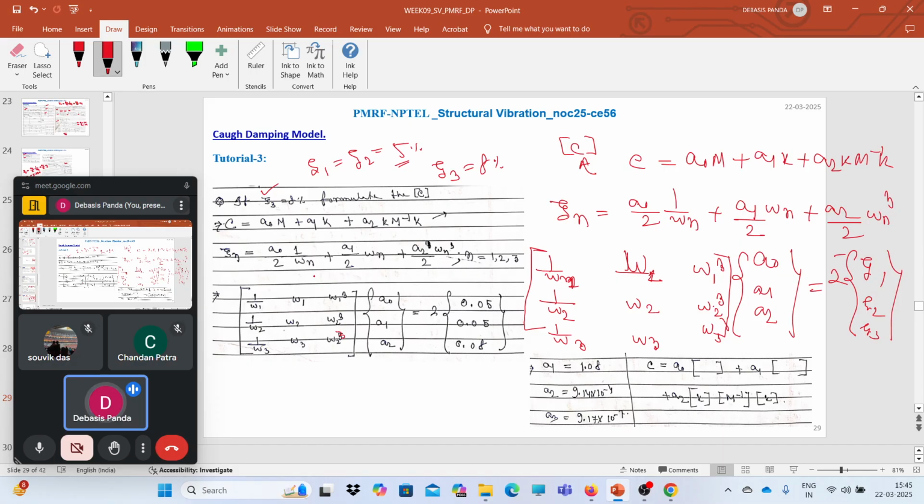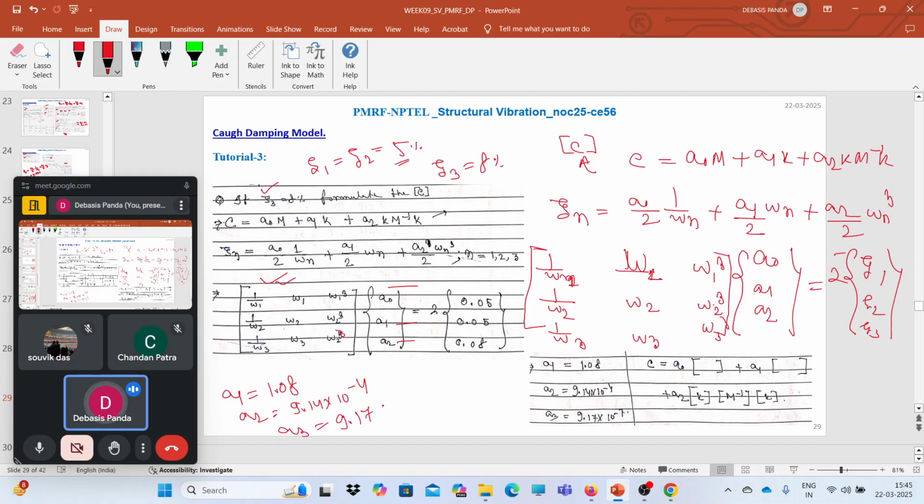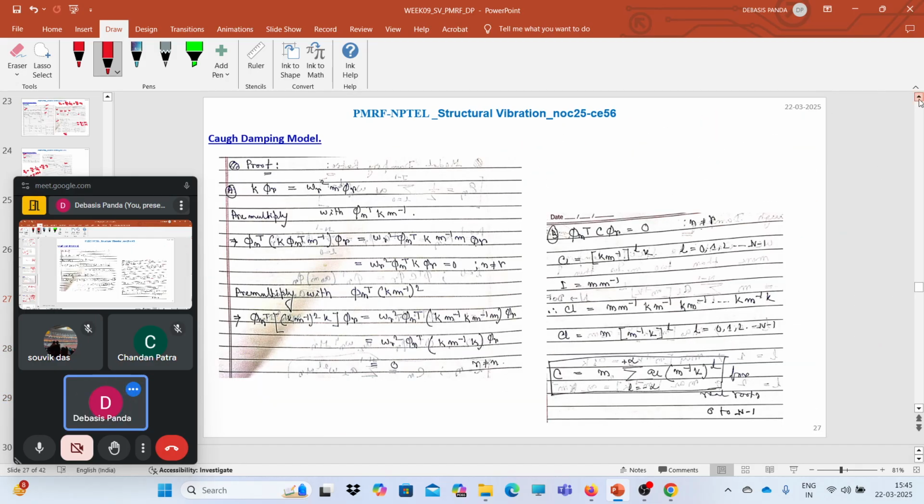Now once you have this matrix equation, you have three unknowns, you have three equations, you can easily solve this equation. So ultimately A1 will become 1.08, A2 becomes some 9.14 into 10 to the power minus 4, and A3 becomes 9.17 into 10 to the power minus 7. Now once you have this A1, A2 and A3 information, you can easily calculate the symmetric matrix. C is equal to nothing but A naught M, you have the M matrix, plus here the equation A1 K plus A2 K M inverse K. Last term comes from here.